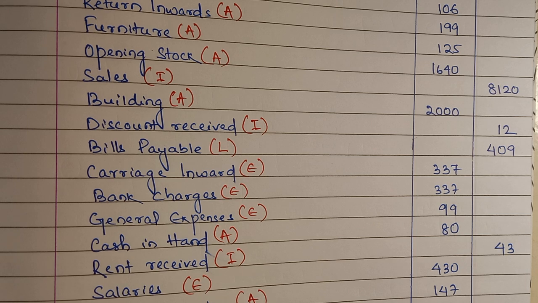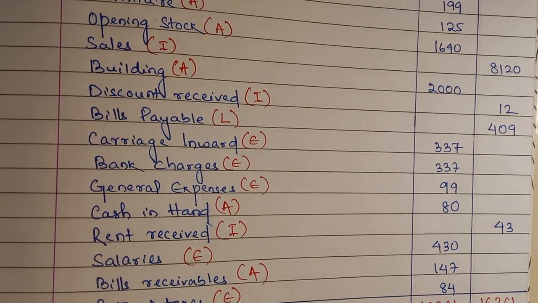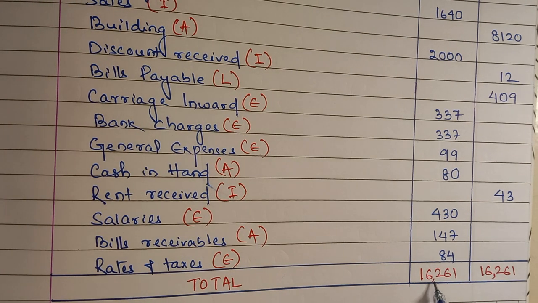Now what is happening? If you total all the debit and credit, you will have a total amount of 16261 on each side. As per the thumb rule, your total of debit and credit will match, and by that you will understand the trial balance is accurate. So this is a comprehensive listing. Hope you understood how the trial balance is prepared.